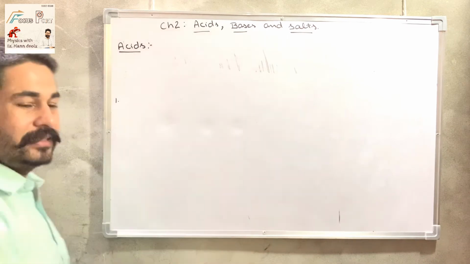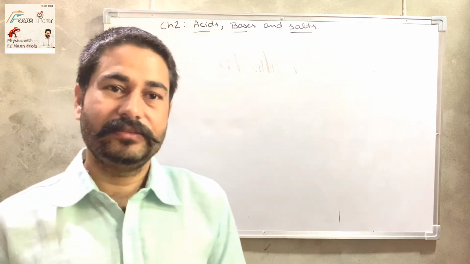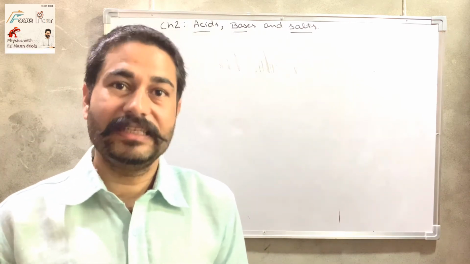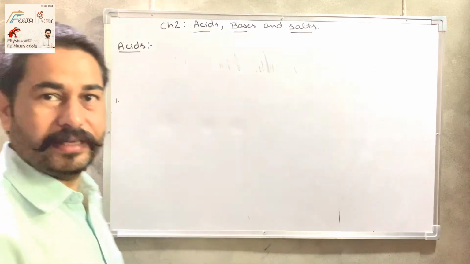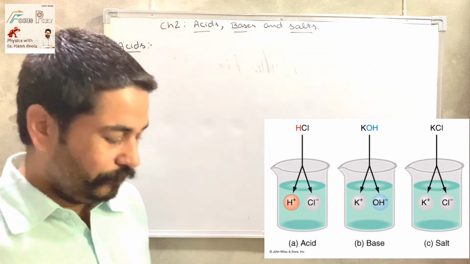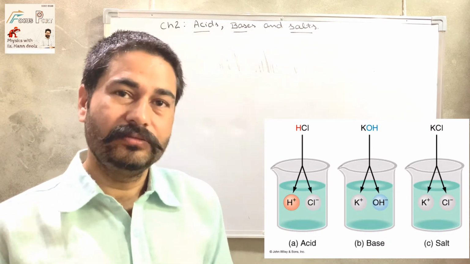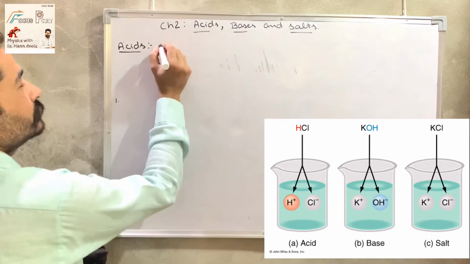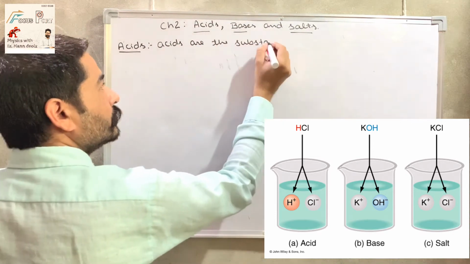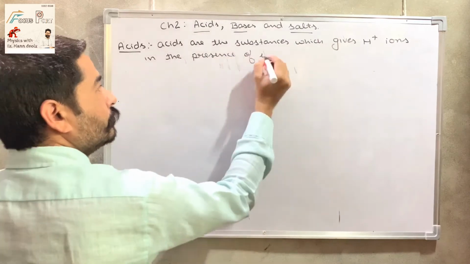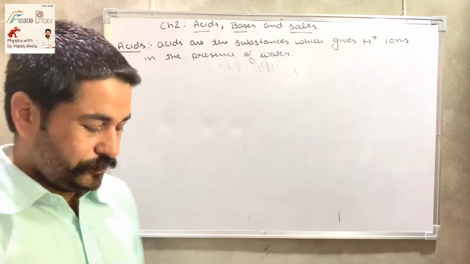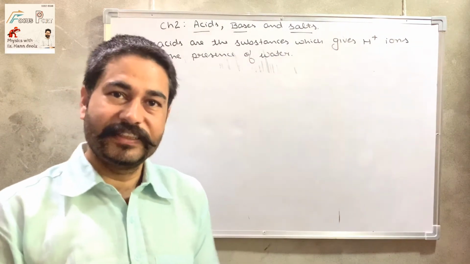So what are acids? Acids are those substances which give H plus ions in the presence of water, or you can say in their aqueous form. Okay, so those which give H plus ions in the presence of water are known as acids. Let's do some examples of acids.